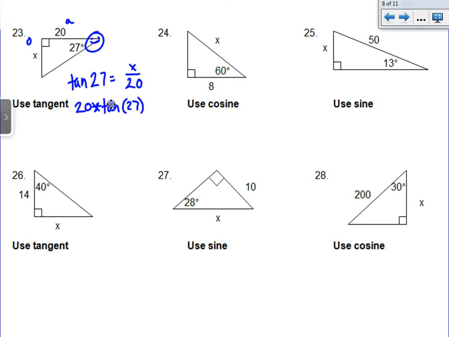And let's see. Hold on, I already solved this. Let's see. Yeah, 10.2.